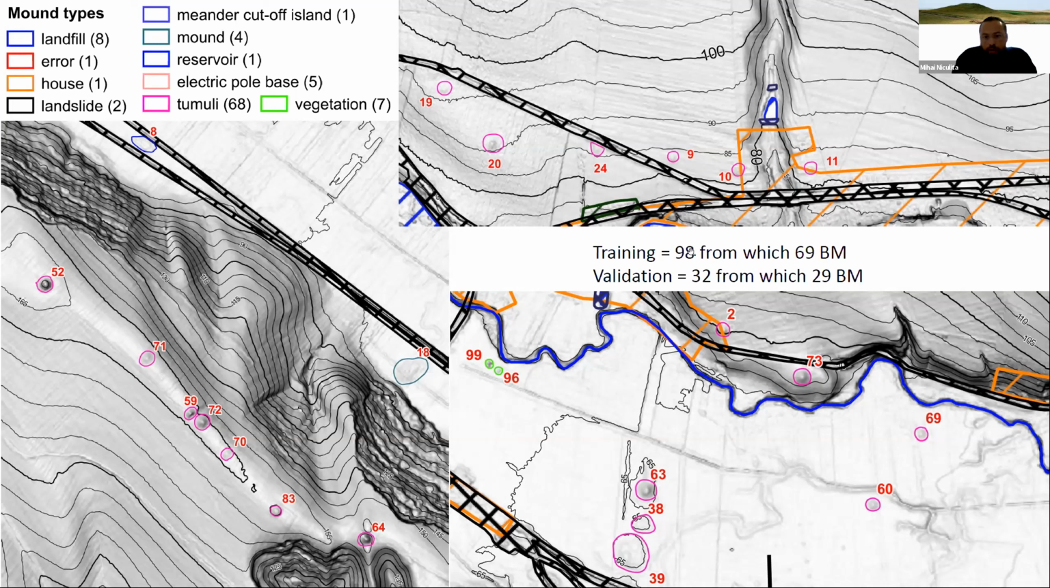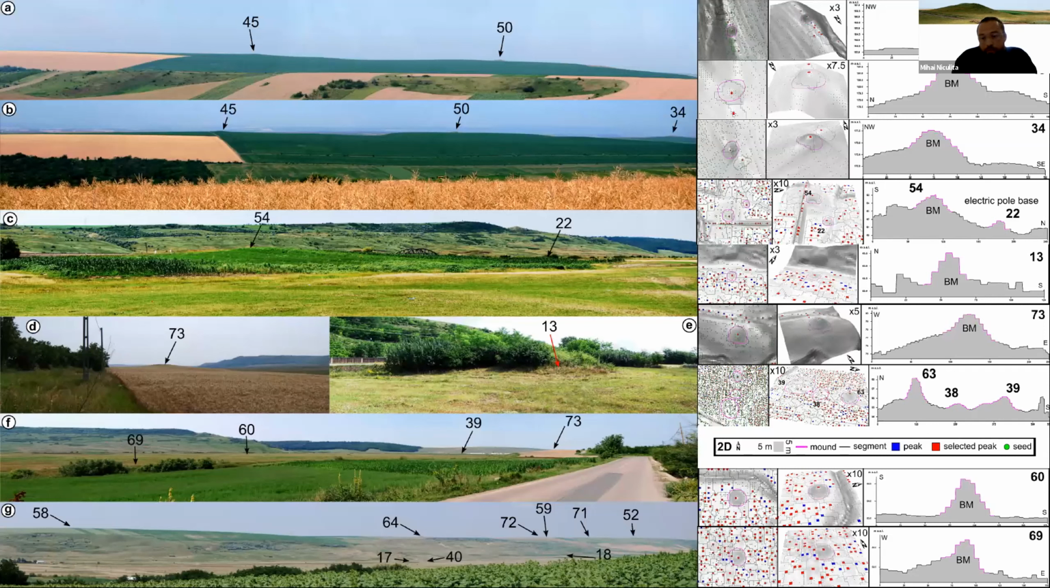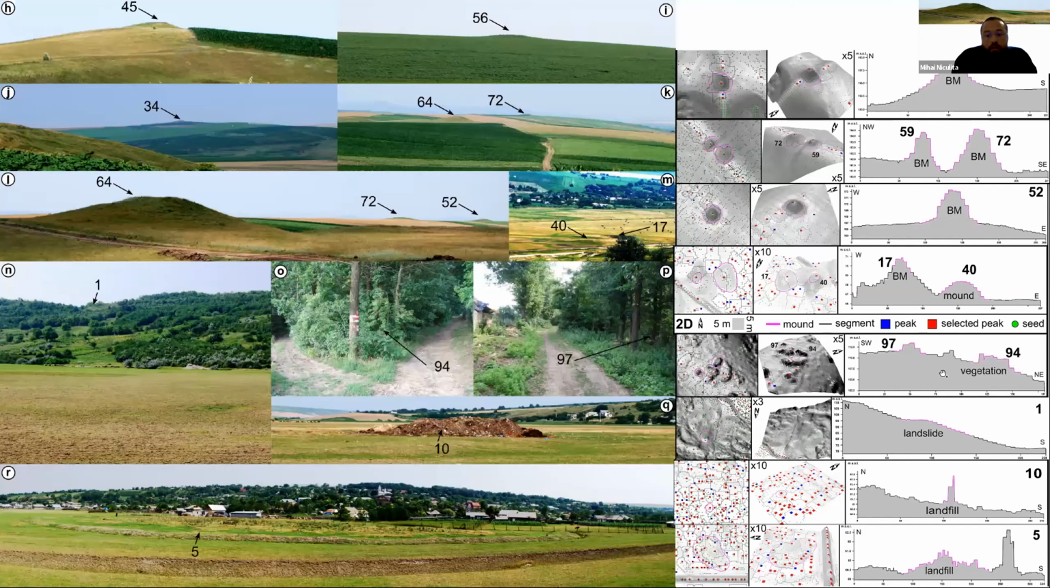We had 98 mounds for the training and 32 for the validation, from which we have 69 and 29 burial mounds respectively. Here you have some pictures. They were checked in the field to validate that we have a burial mound and not another type of mound, which can be an electric pole base or a deponia or something similar.